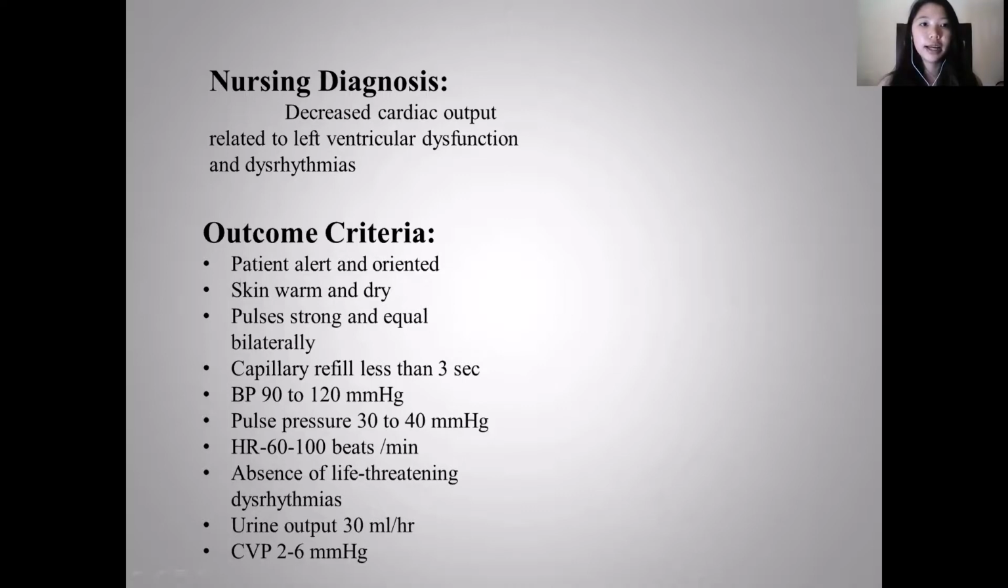Outcome criteria include patient alert and oriented, skin warm and dry, pulses strong and equal bilaterally, capillary refill less than 3 seconds, BP 90 to 120 millimeters of mercury, pulse pressure 30 to 40 millimeters of mercury, heart rate 60 to 100 beats per minute, absence of life-threatening dysrhythmias, urine output 30 ml per hour, CVP or the central venous pressure 2 to 6 millimeters of mercury.